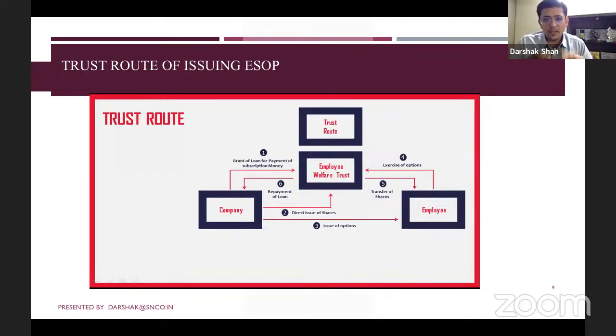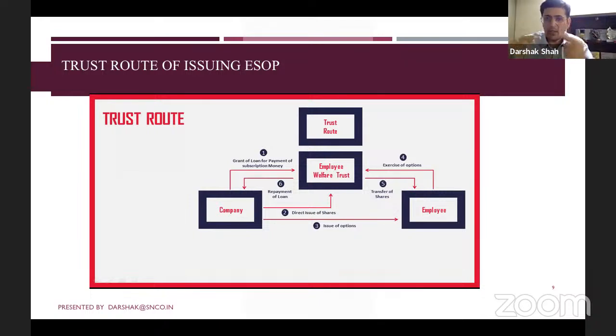The concept is, number one, there's a trust. The second is there's a common entity, an employee welfare trust, which is getting created, right? Now there can be many trusts, because if the schemes want to work individually, there can be two trusts. That's possible. But I'm talking about one right now so that we make the point clear.